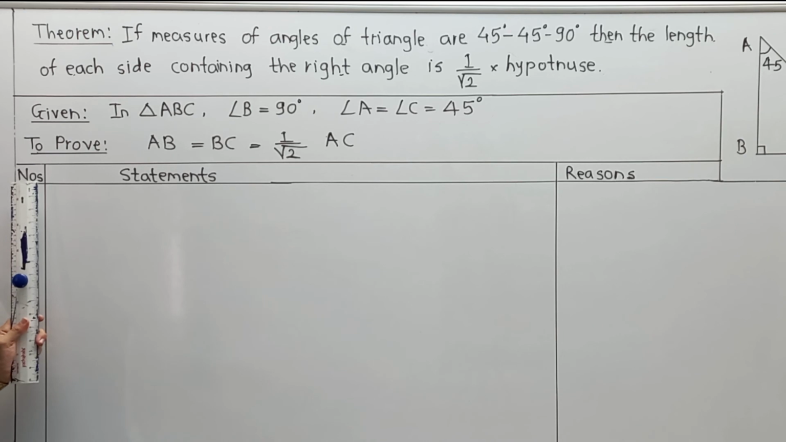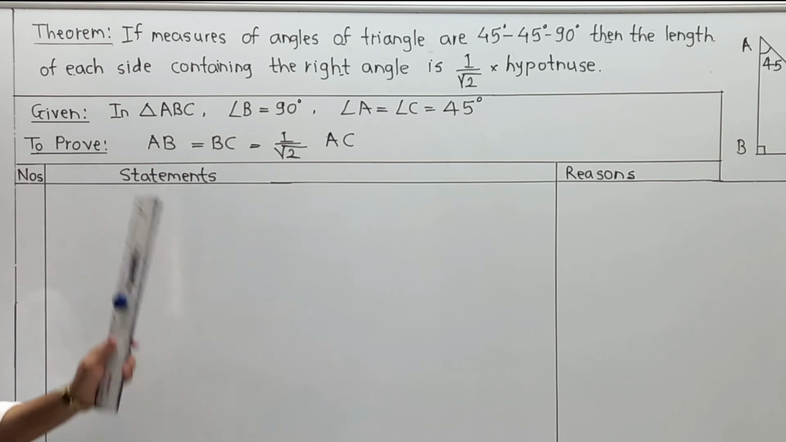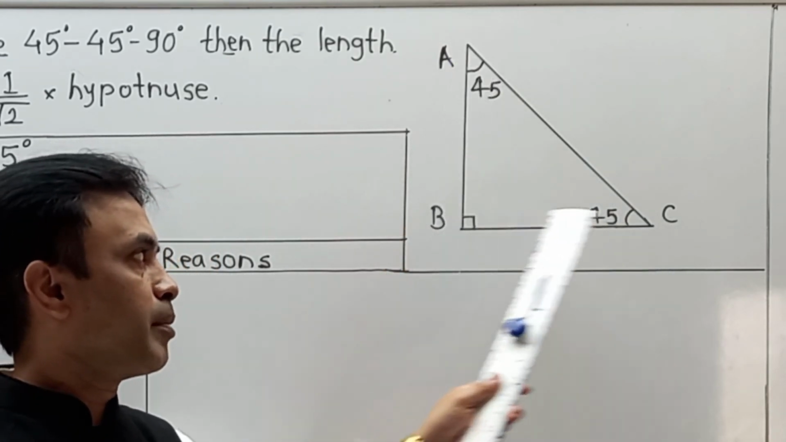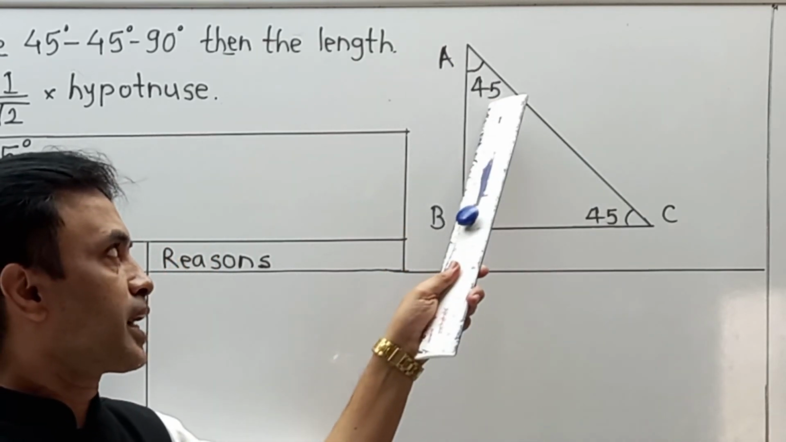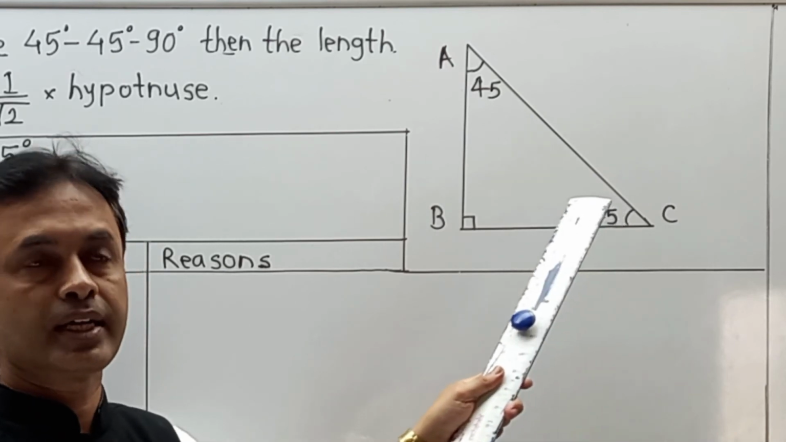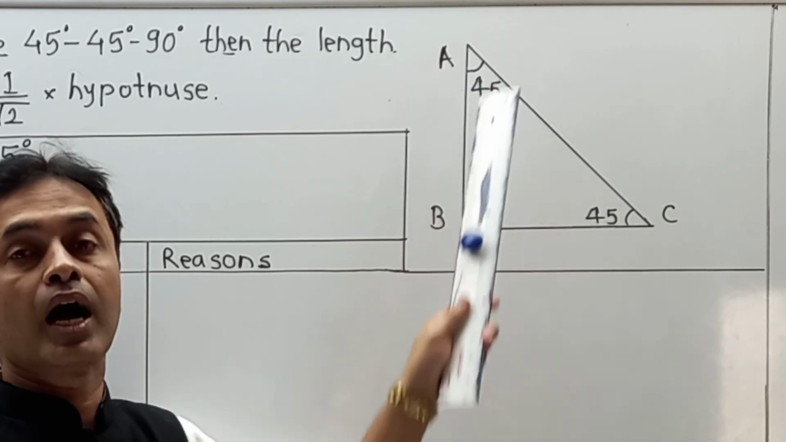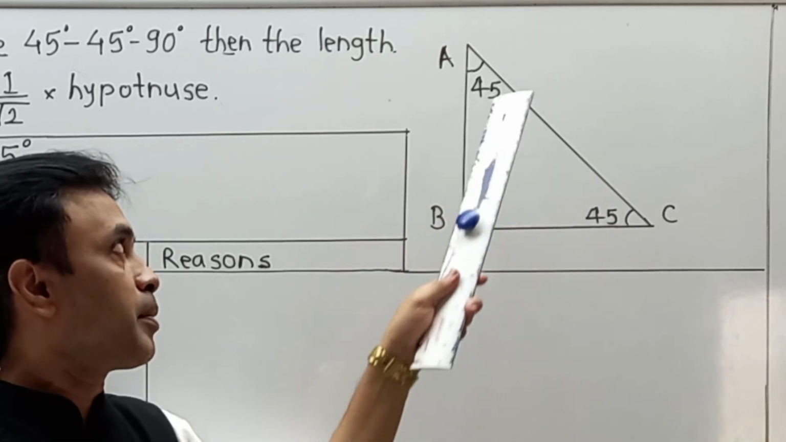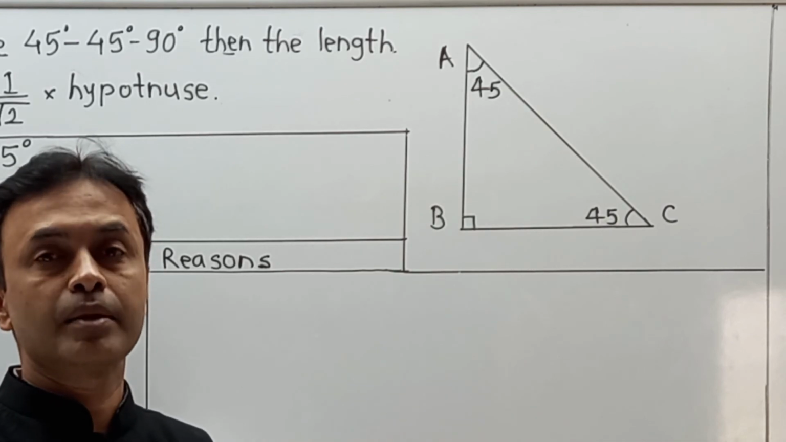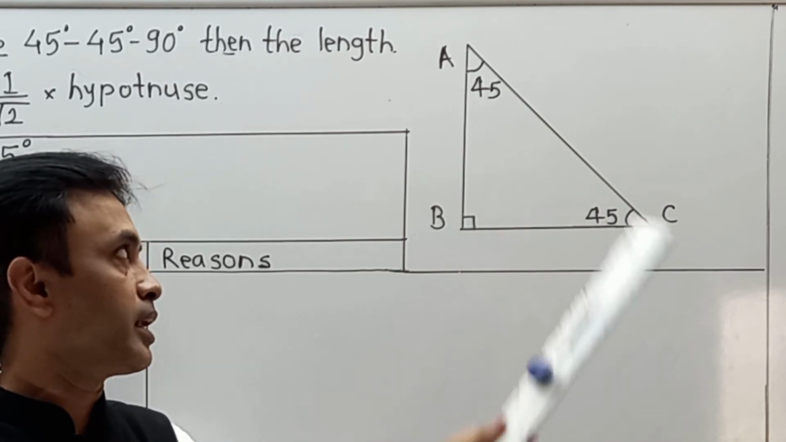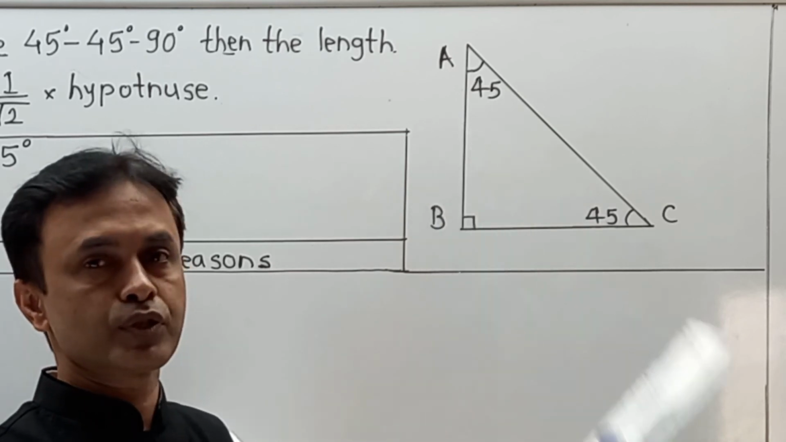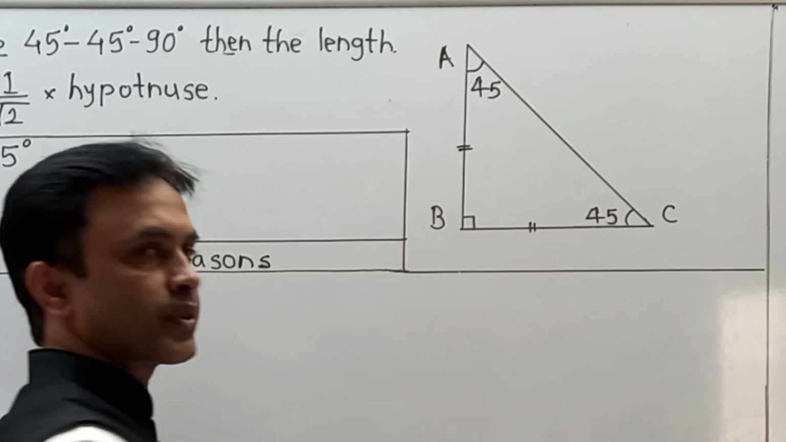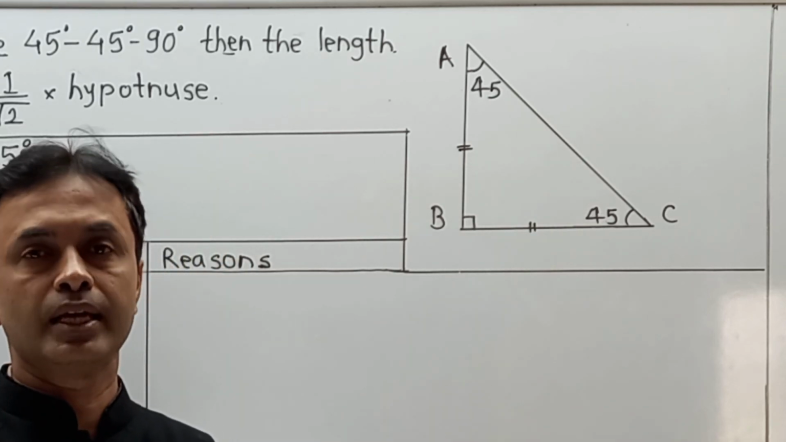Now we have to write the proof in the form of number, statement and reason. First of all, try to understand once again. In triangle ABC, as angle A and angle C are 45 degree, naturally opposite to 90 is AC, that is the hypotenuse. But as 45 and 45 degree, this triangle becomes an isosceles right angle triangle, because the side opposite to 45, side opposite to 45, means we can write AB equal to BC. This is the first part we are going to write in triangle ABC.